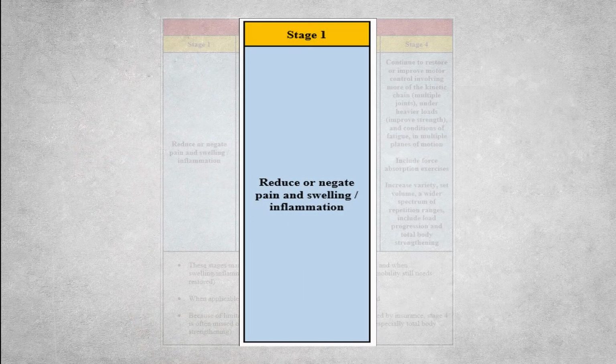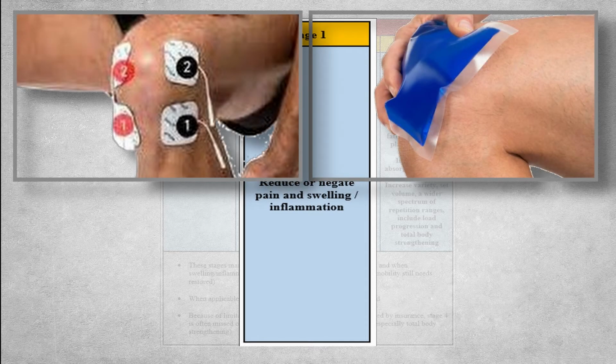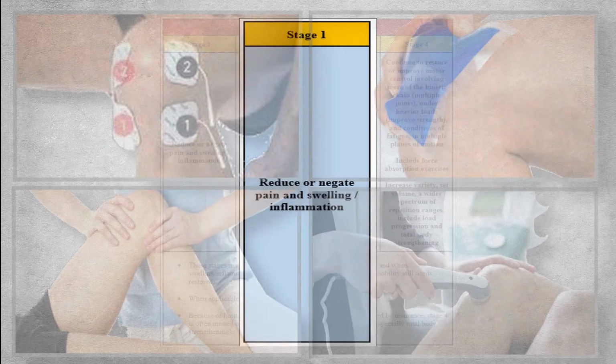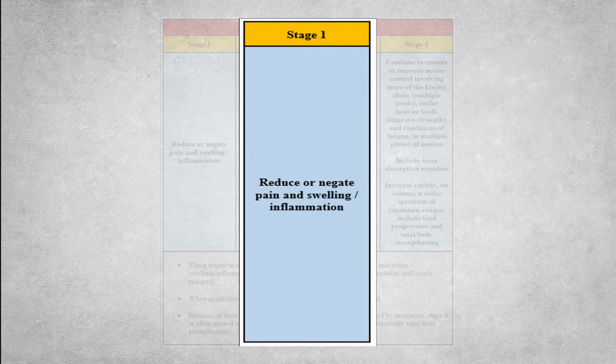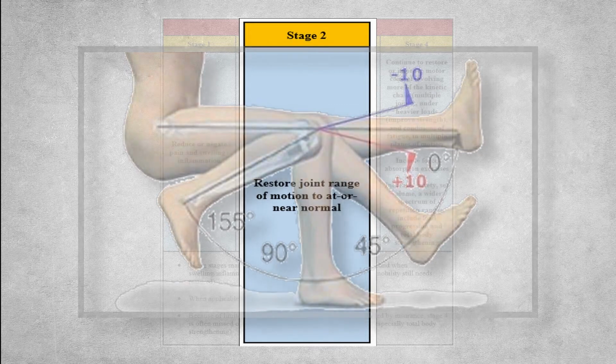And that's where therapists are going to use modalities such as icing, electric stimulation, ultrasound, and manual therapy as ways to reduce or negate the swelling and inflammation so that they can shift their emphasis to stage 2, which is where you want to restore the range of motion that's been lost to preferably at, or at the very least, as close to normal range of motion as possible.